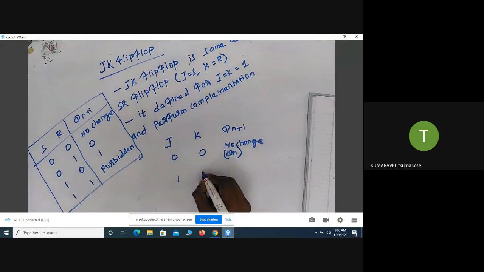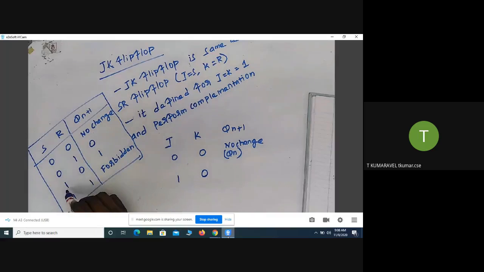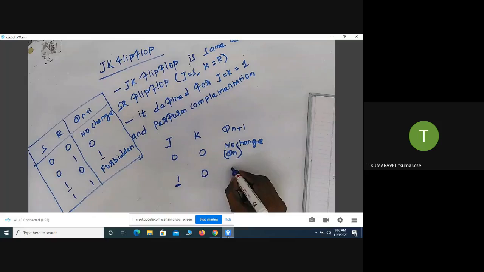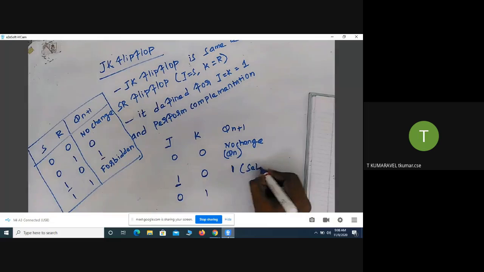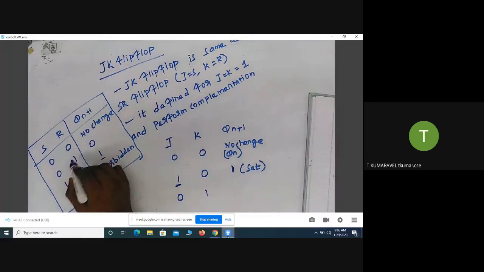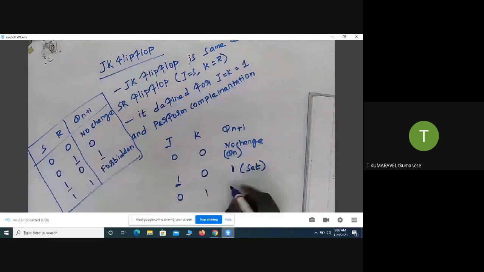Now what is the next input combination? 1 0. If S is equal to 1, the output value is equal to 1. Here the J value is equal to 1, so definitely the output value is equal to 1. Similarly, 0 1 is otherwise called the reset state. If K is equal to 1, look at the SR table: R is equal to 1, so the output value is 0. That is called the reset state.